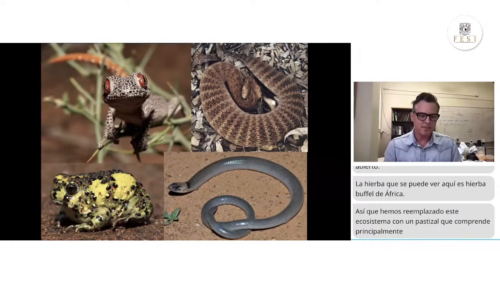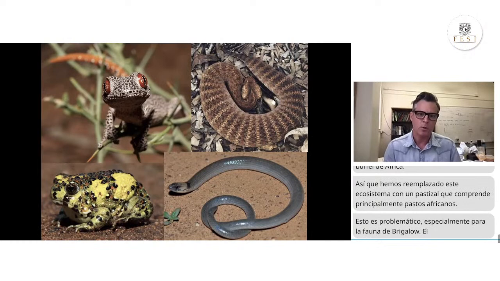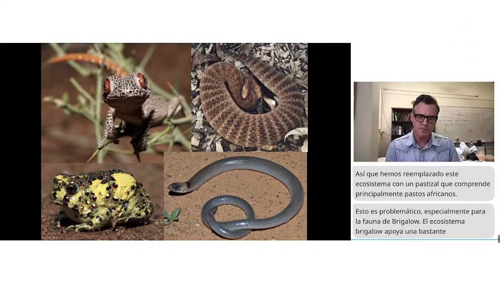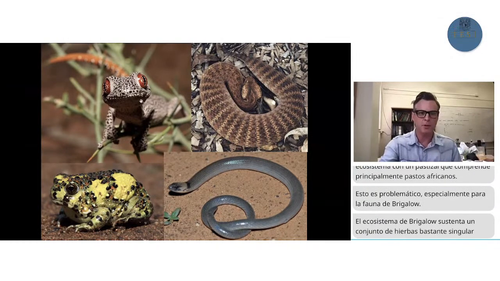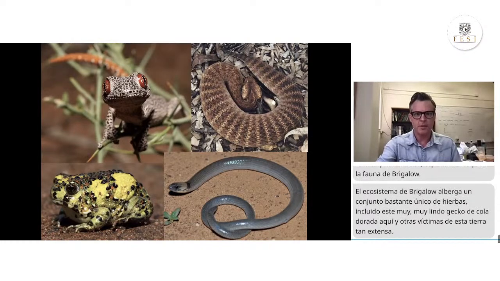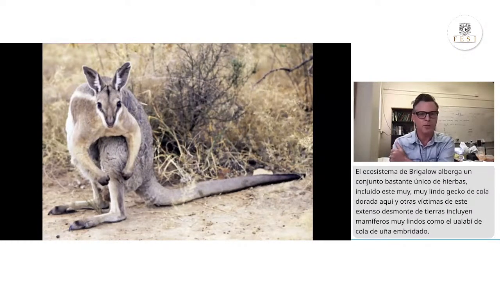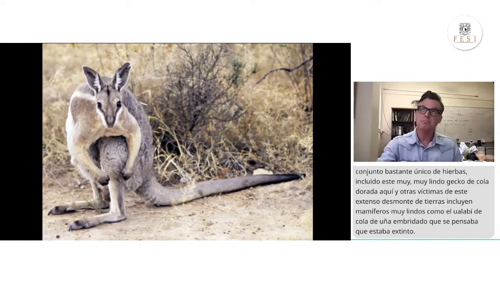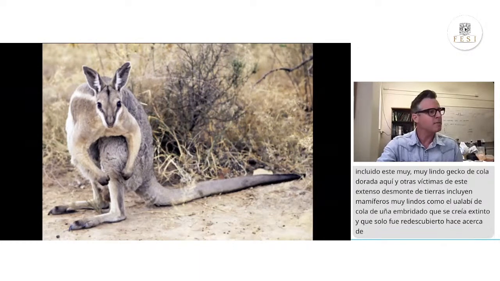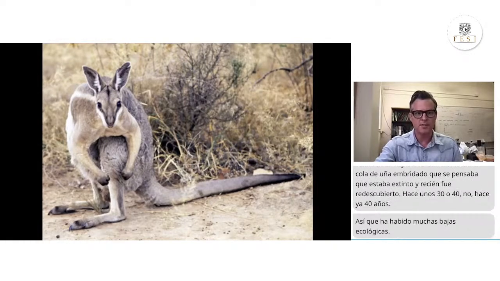This is problematic, especially for the brigalow fauna. The brigalow ecosystems support a fairly unique assemblage of herps, including this very, very cute golden-tailed gecko here. And other casualties of this very extensive land clearing include very cute mammals like the bridled nail-tail wallaby that was thought to be extinct and was only rediscovered about 40 years ago now. So there's been a lot of ecological casualties of the extensive land clearing.